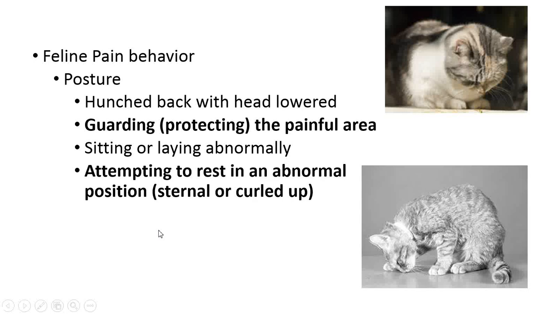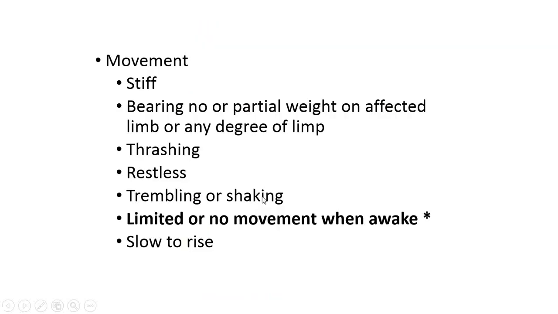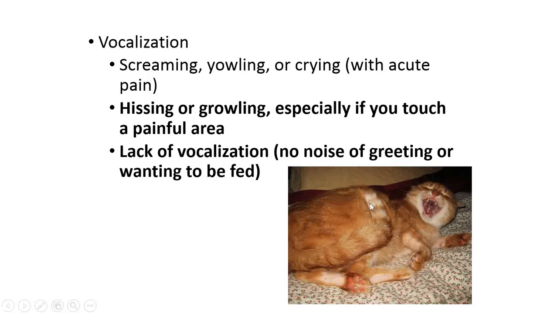Cats will have a hunchback, head lowered. They'll guard and protect the painful area. Sometimes they lay abnormally, resting in an abnormal curled up position. Here's a cat that's in obvious discomfort, head up, eyes squinted. It's in a hospital situation, obviously, but it's in pain. Sometimes they'll thrash, sometimes they're restless, sometimes they don't move at all and just lay there all day. Sometimes they'll defecate and urinate on themselves and won't even move. Sometimes they'll hiss, like this cat is, if you grab the painful area.